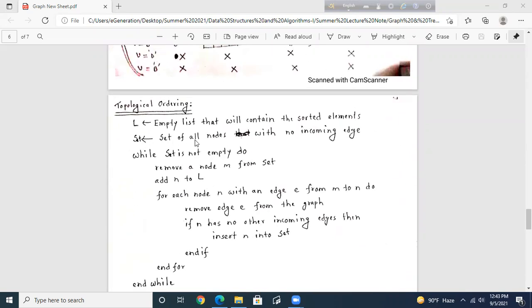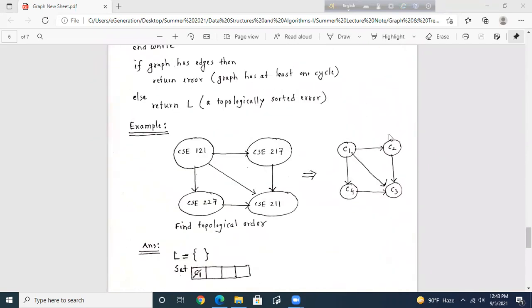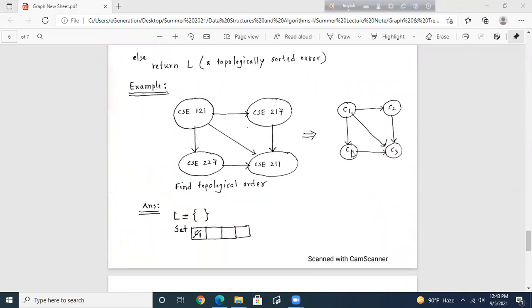According to the algorithm, S equals the set of all nodes with no incoming edges. So dear student, if I look at the graph, only C1 is the vertex towards which there is no incoming edge. So I can write only C1 inside the set that I have written here.